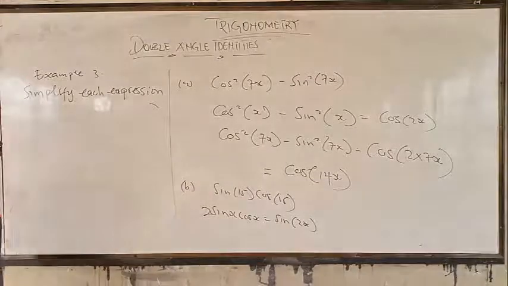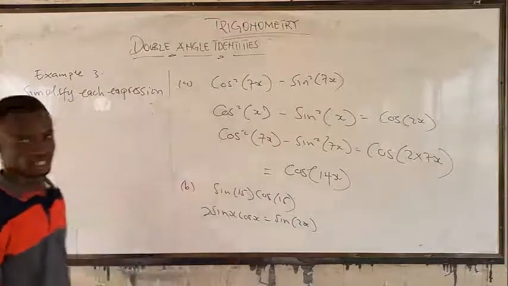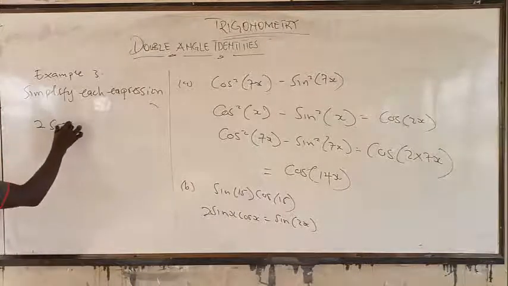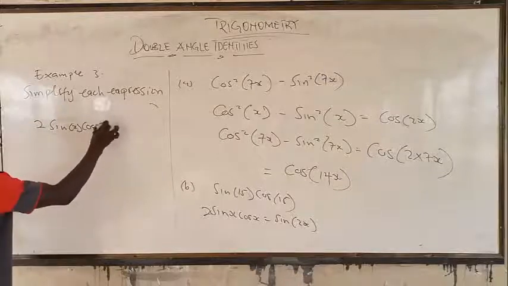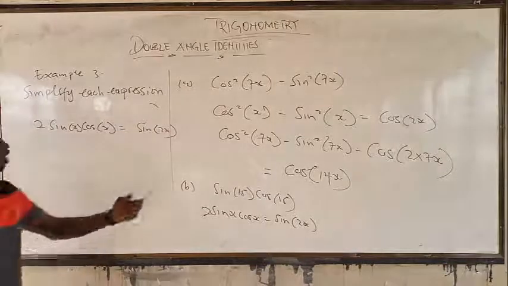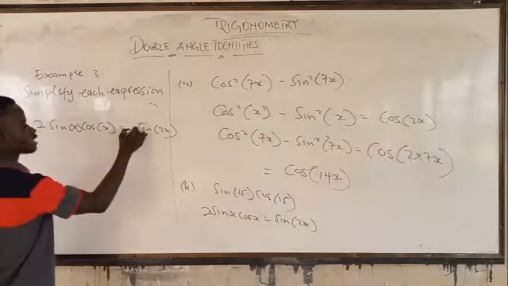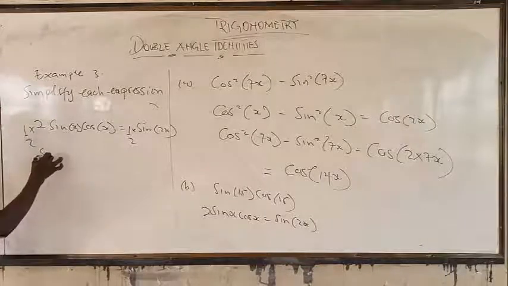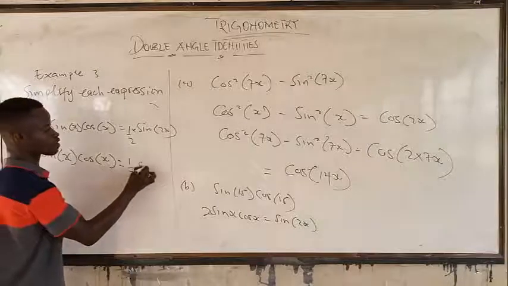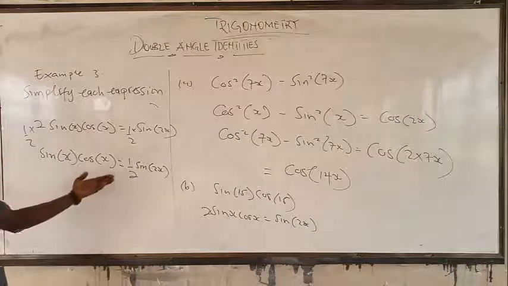So 2 sine s cos s is equal to sine 2s. But what we want to relate to, there is no 2 here. So let's multiply this by half. So here we get sine s cos s is equal to half sine 2s. Very good. So we can now relate this to this.